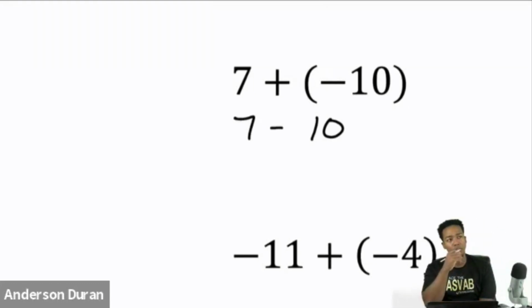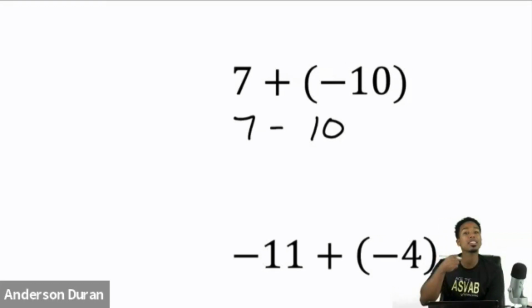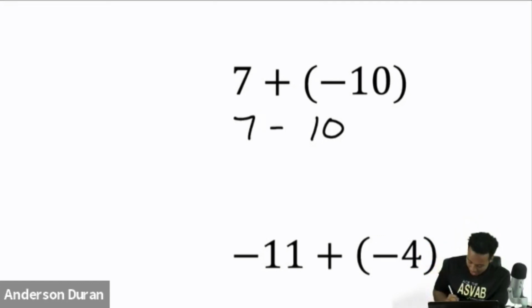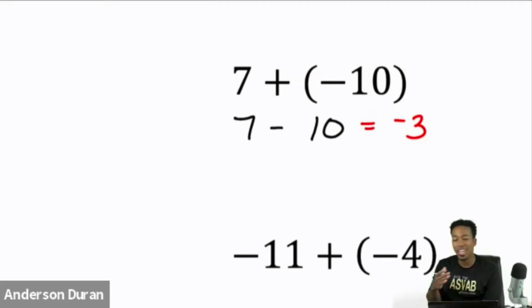Now let's ask ourselves, when we're subtracting, remember, all we're doing is taking the difference. Everybody, the difference between 7 and 10 is what? Right, the difference is 3, but because the 10 is bigger, because you are taking away more than you have, it'll end up being a -3. And that's all subtraction is. It's just taking the difference. That's all it is.